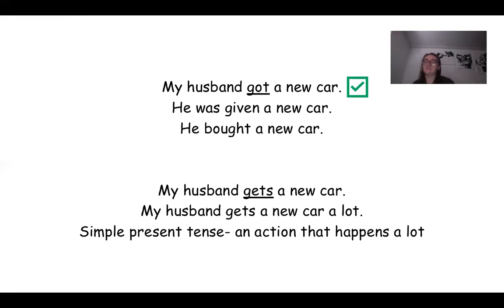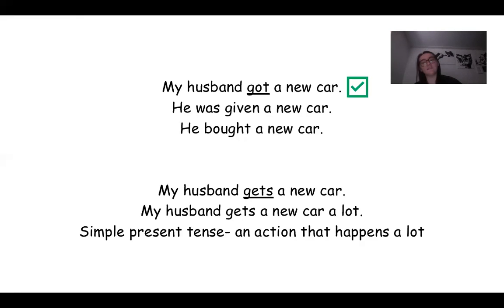My husband gets a new car. Gets kind of makes it sound like it was a prize or something, like it was something that he won, right? In a competition. Oh, my husband gets a new car. That's what that one sounds like.